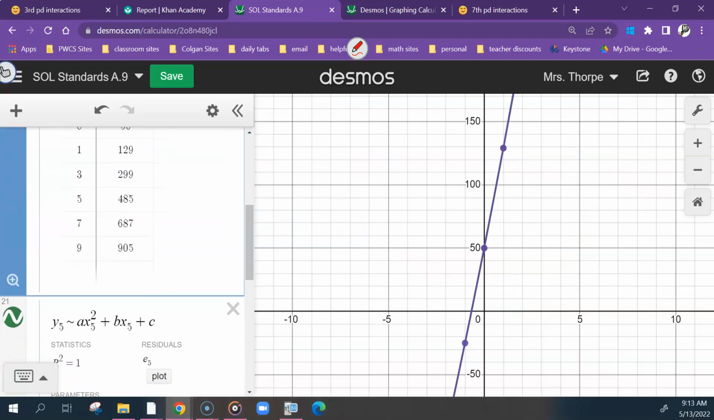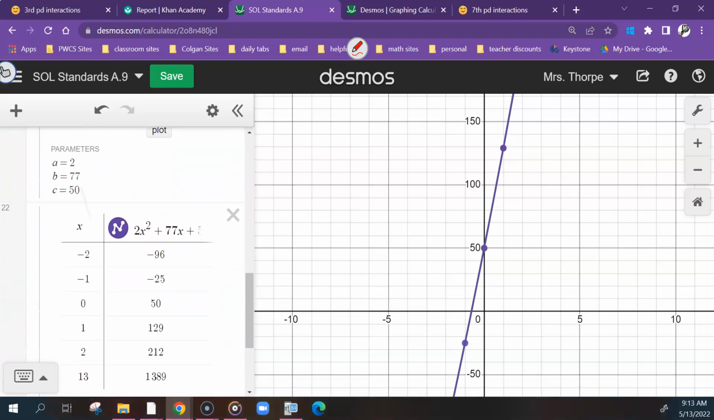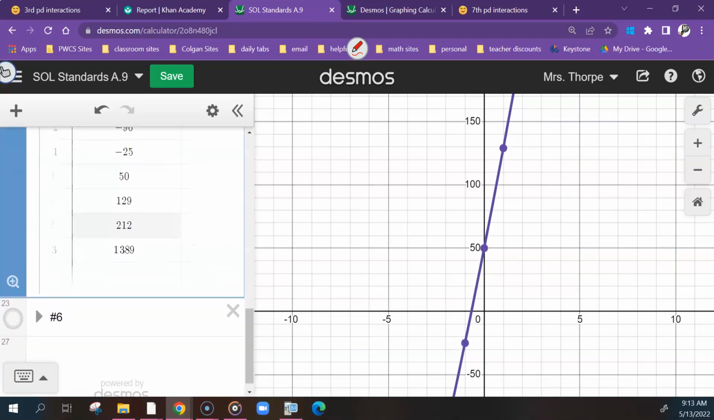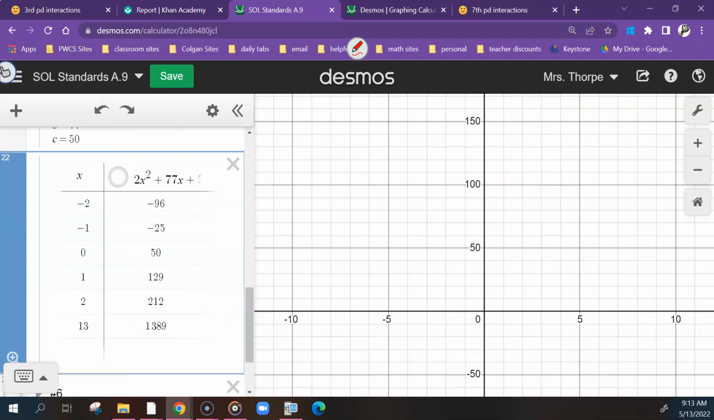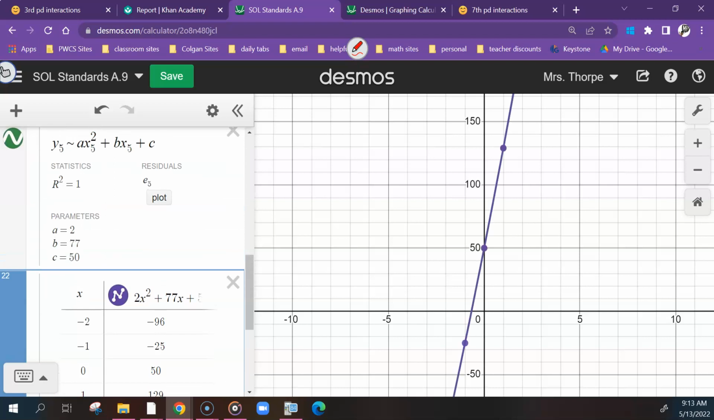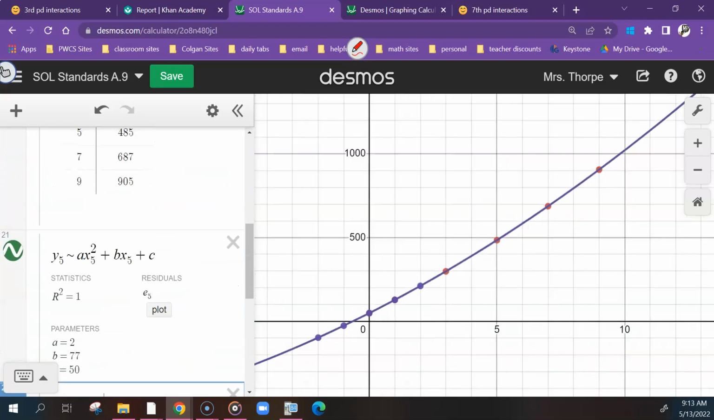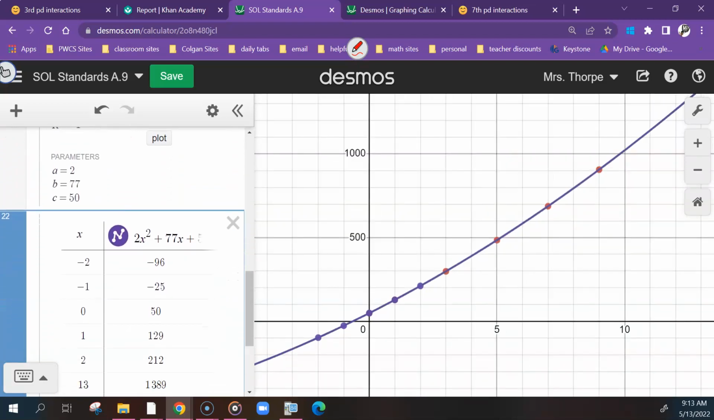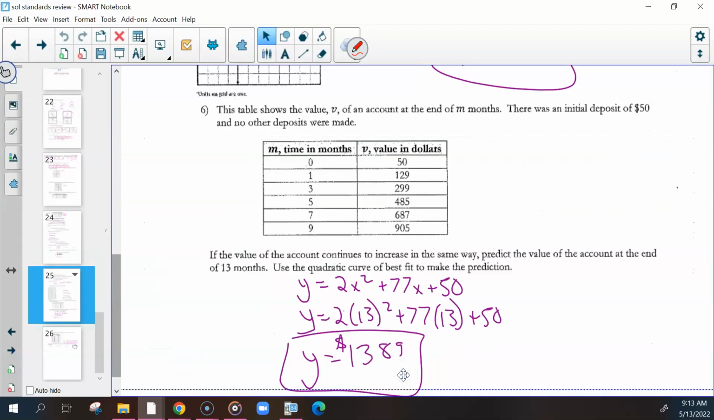I think this one is 6. But that's 13, you get this. And in this, when you zoom in, it kind of looks linear, but it's a curve. It's just really big. And then I think there's just one last one.